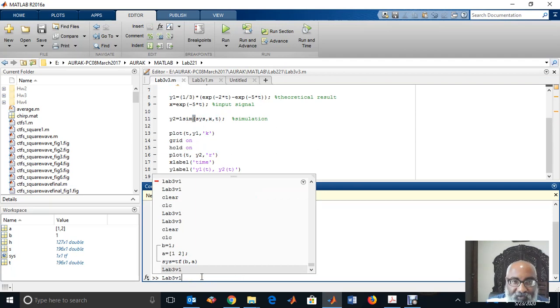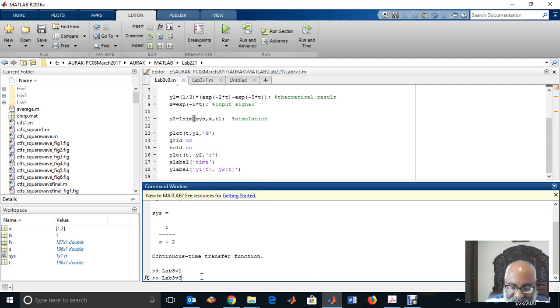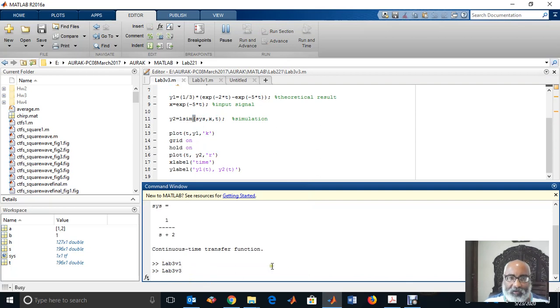Let me call this, for my case, lab3 v3. This is the name of the script file. So I run it. Now I am running this simulation. So let's see the result now.